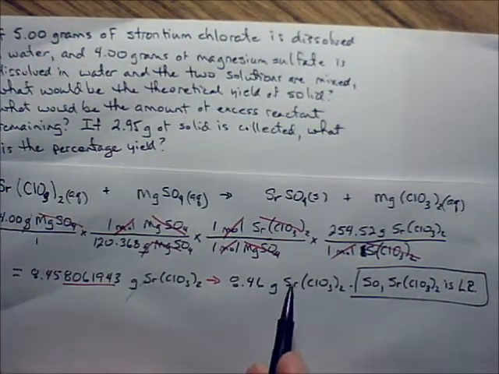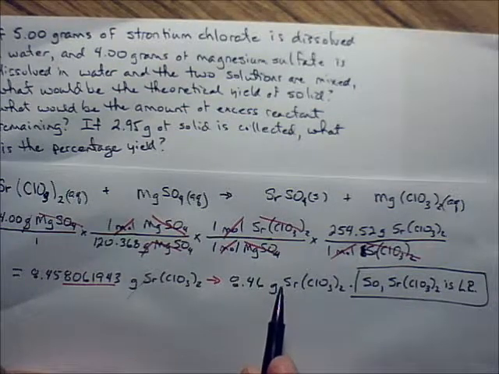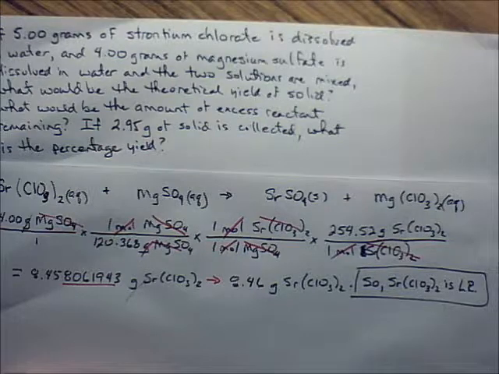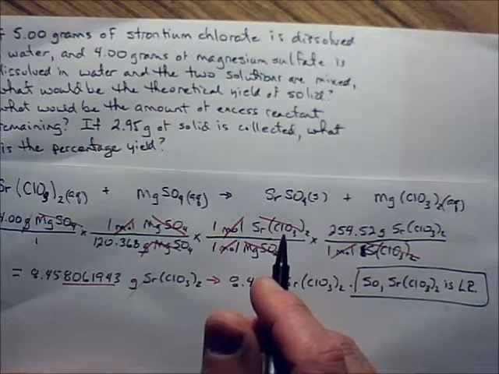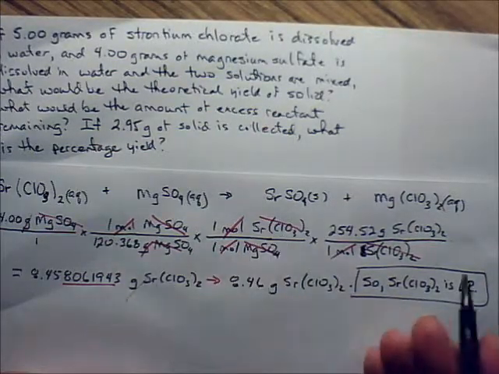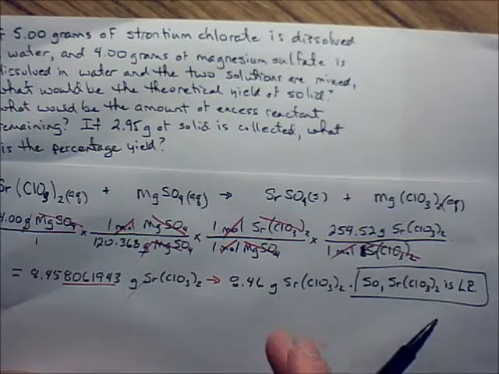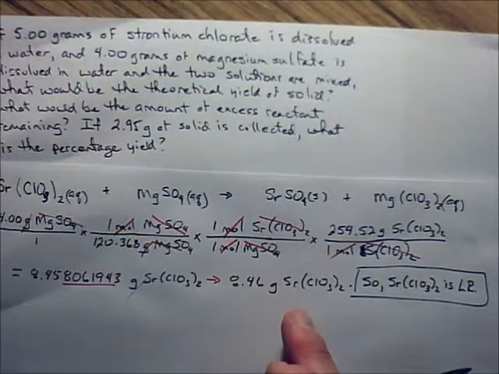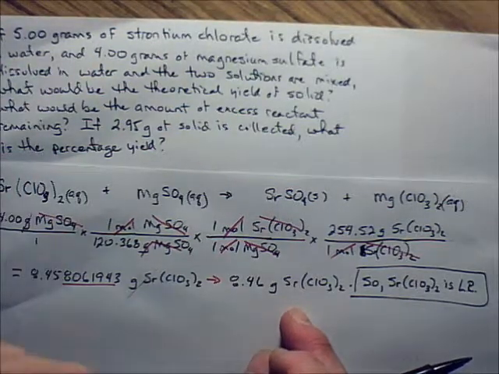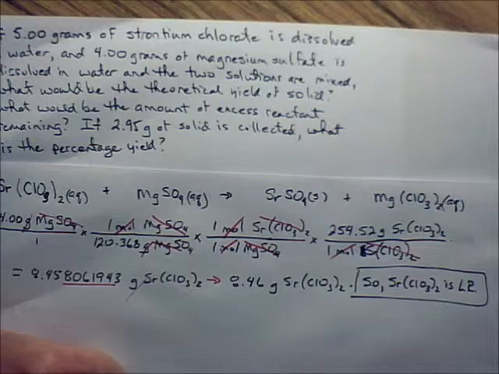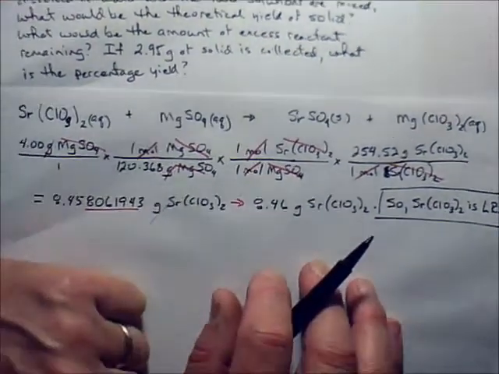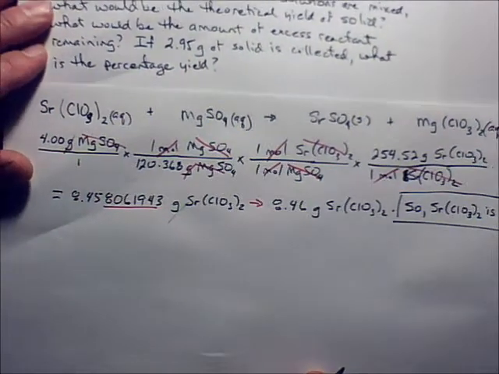Yes, ma'am? No, you don't have to do stoichiometry twice. If what you calculate turns out to be an amount that's less than what you're given, that's the excess. It means the other reactant is the limiting. You don't have to. You've identified it either way.